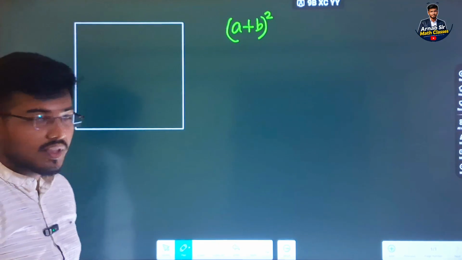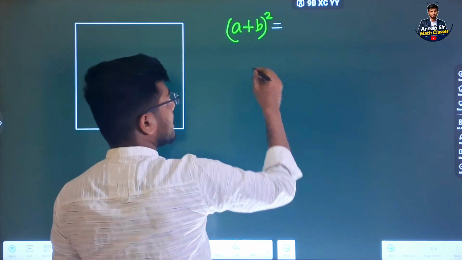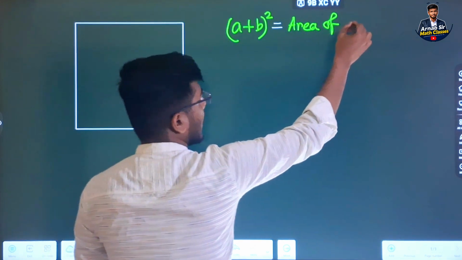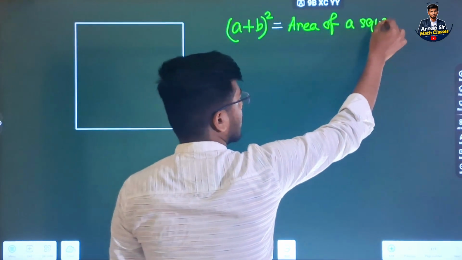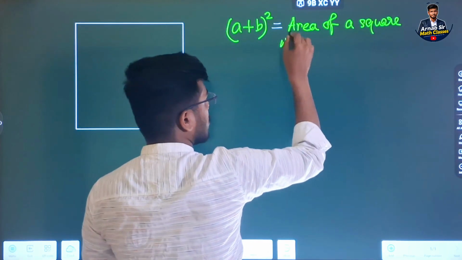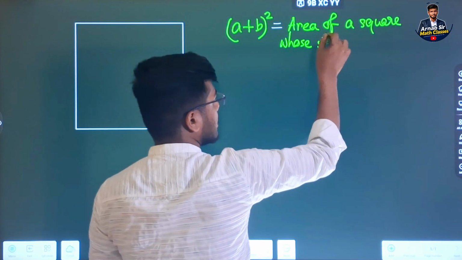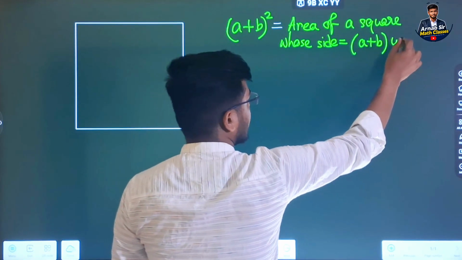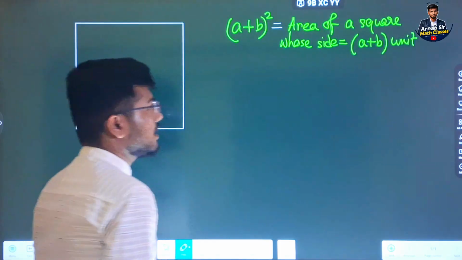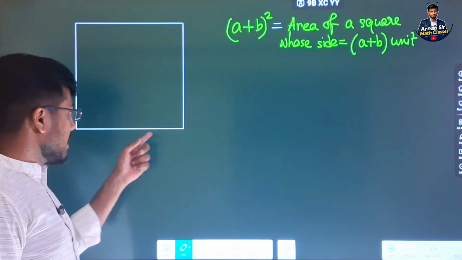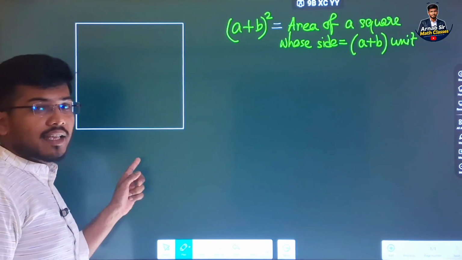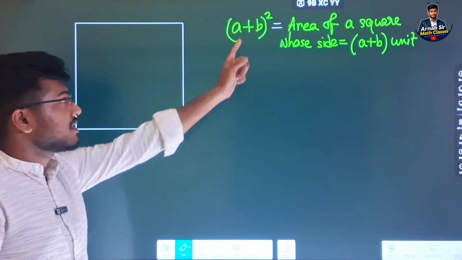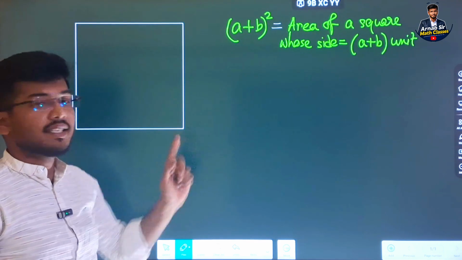If you think clearly, you will observe that this means the area of a square whose side equals a plus b unit. Because suppose one side of a square has length a, then obviously the area of the square is side square. That means the side is a plus b, so obviously the area is (a plus b) whole square.